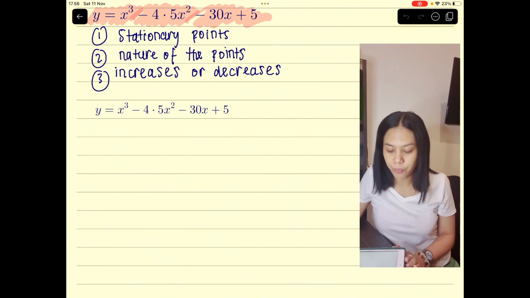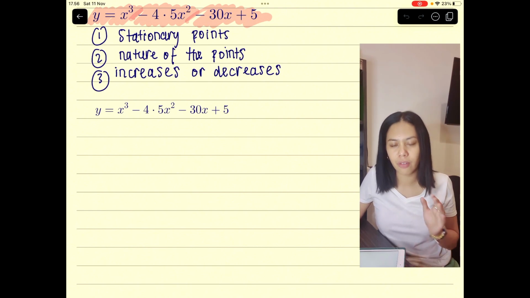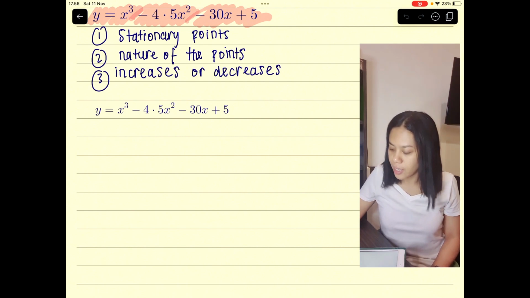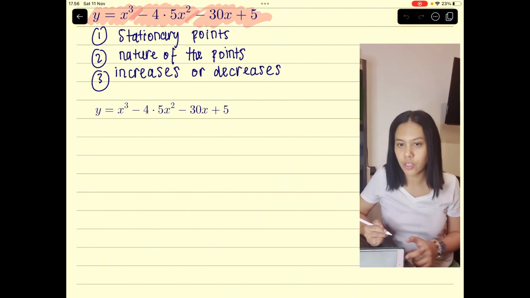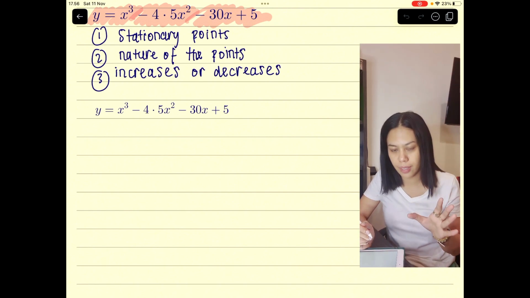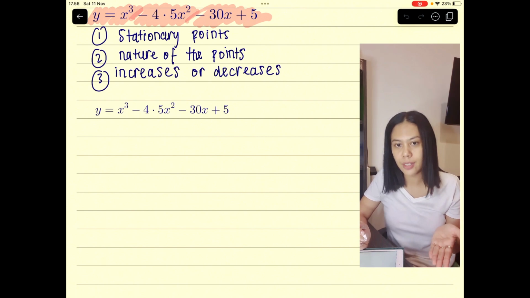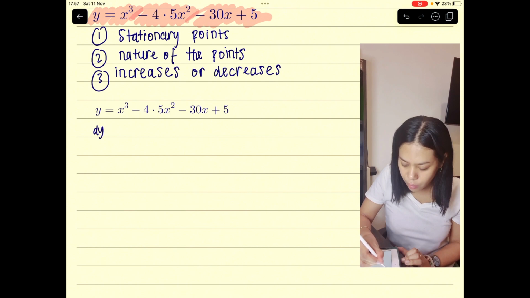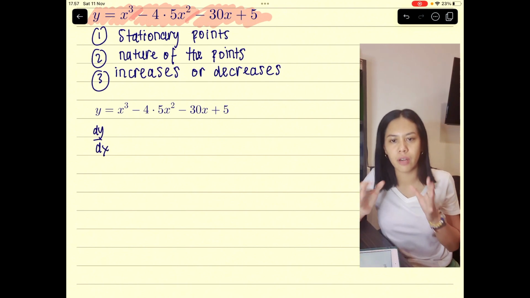plus 5. So to find the stationary points, the very first step that we need to do is to find the first derivative. Okay, so what is the first derivative? The symbol is dy over dx or f prime x. And because the question is y, the first derivative is going to be dy over dx. So this is the very first step.